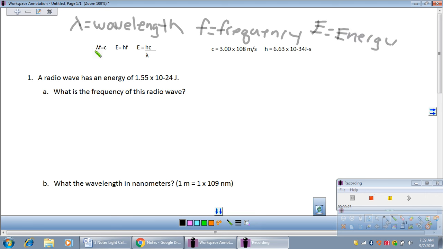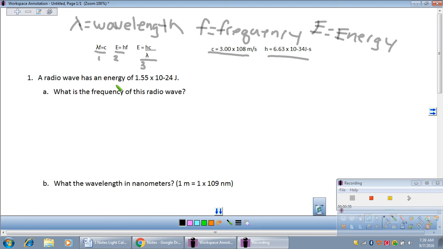So you see that we have three different equations, 1, 2, and 3. And in those equations, we have wavelength, frequency, and energy. We also have our two constants, C and H. Those are the speed of light and Planck's constant. When you are doing these problems, you need to figure out what you are given and what you are solving for to choose the correct equation to solve for the answer.